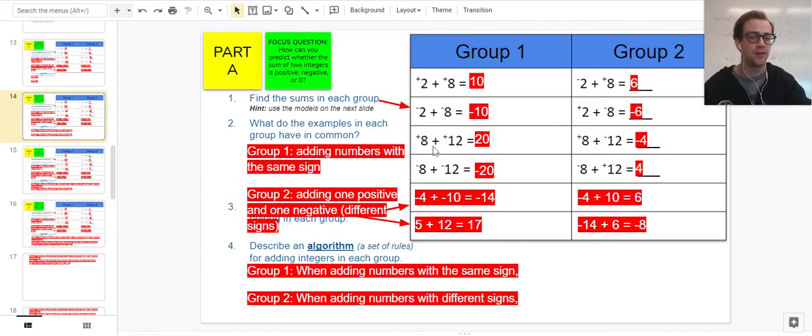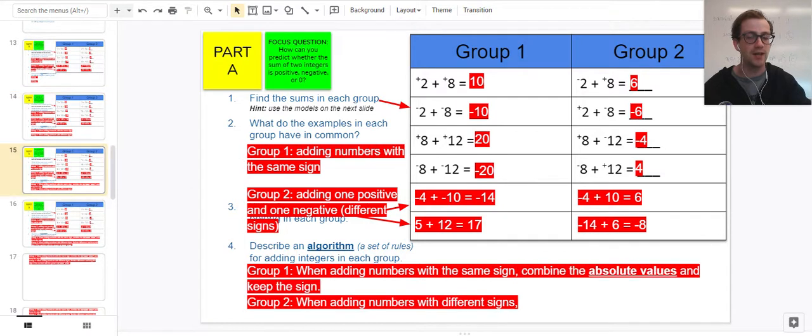Does it hold true down here? 8 and 12 makes 20. Yeah, okay. Negative 8 plus negative 12. The absolute value, 8 and 12, combine those. 8 and 12 makes 20. They're both negative, so it's negative 20. Let's write that down. We're saying when adding numbers with the same sign, meaning both positive, both negative, combine the absolute value and keep the sign.